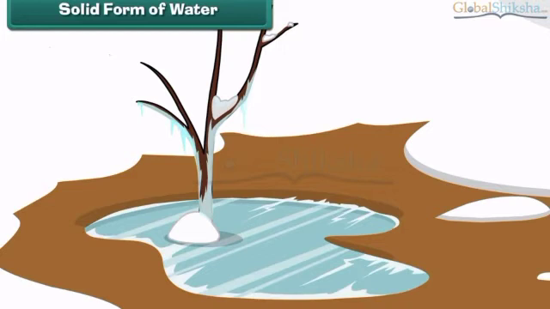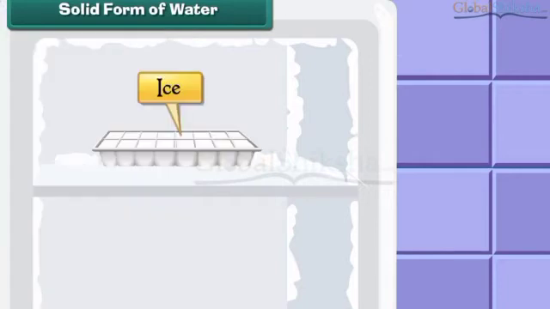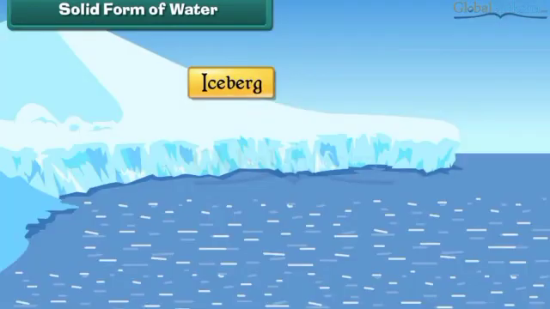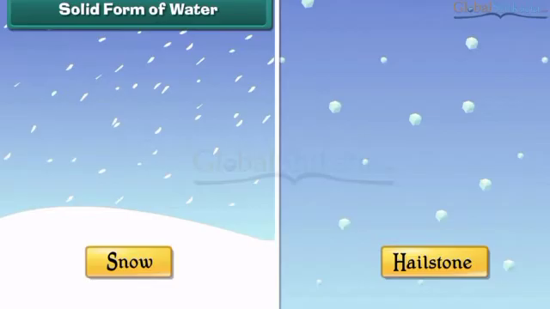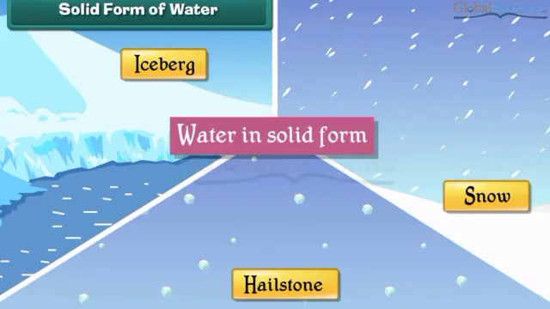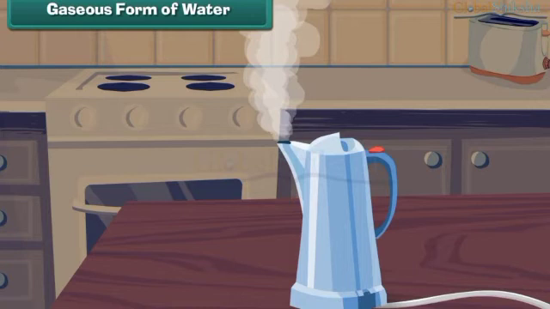Now solid form of water. Ice. Solid form of water is ice. You can see ice in your fridge, that is solid form. Iceberg, solid form of water is iceberg. Also snow and hailstone. Iceberg, hailstone, snow, water in solid form.